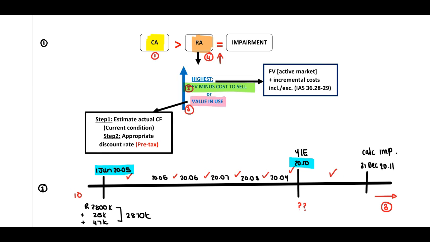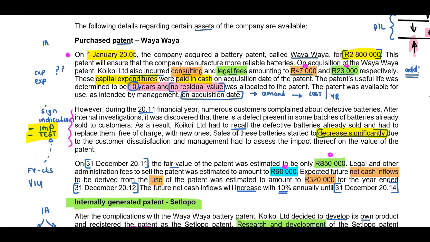Step number 3, we need to calculate, you look at our principle, our value in use. How do we do this? We need to identify what is our cash flow, obtain our discount rate pre-tax, and then calculate our net present value. Therefore, if we look at the information provided, they've indicated to us the net cash inflows will be 320,000 for the year ended 31 December 2012. Future net cash flows will increase with 10% annually until 31 December 2014.